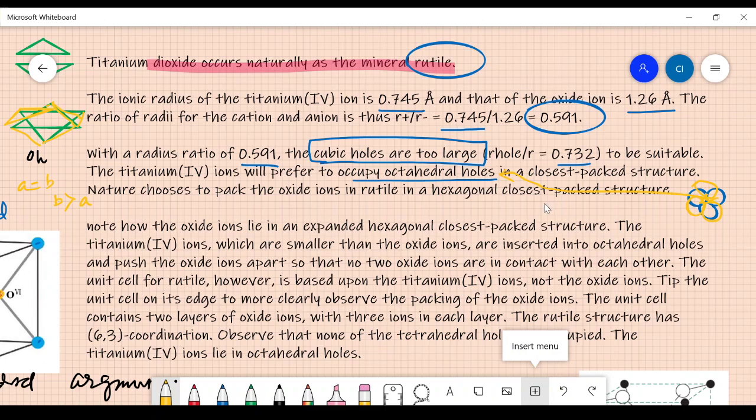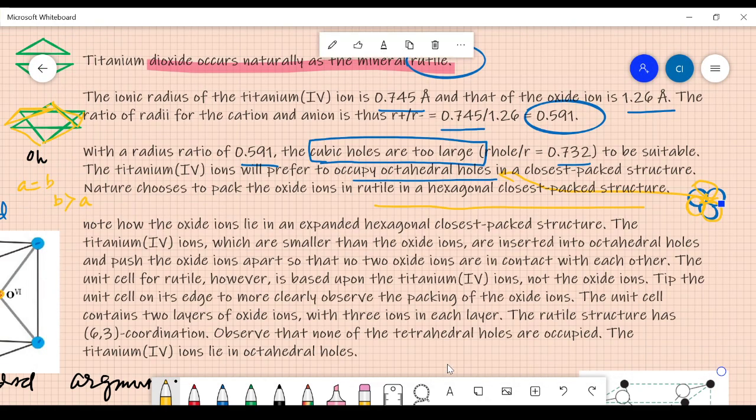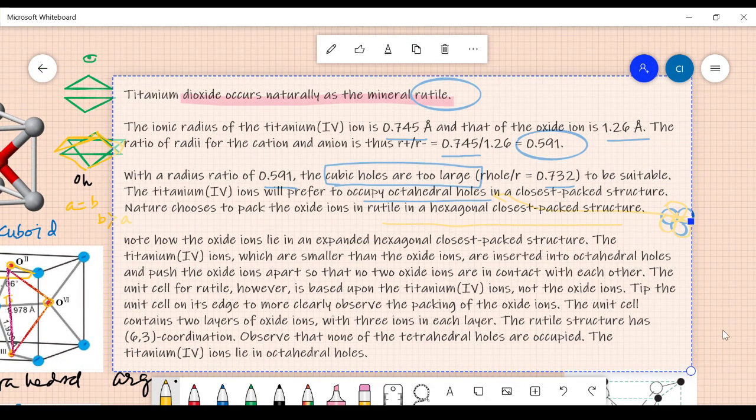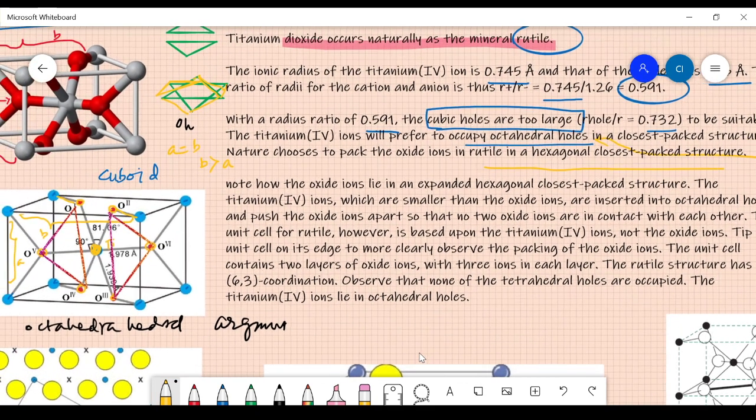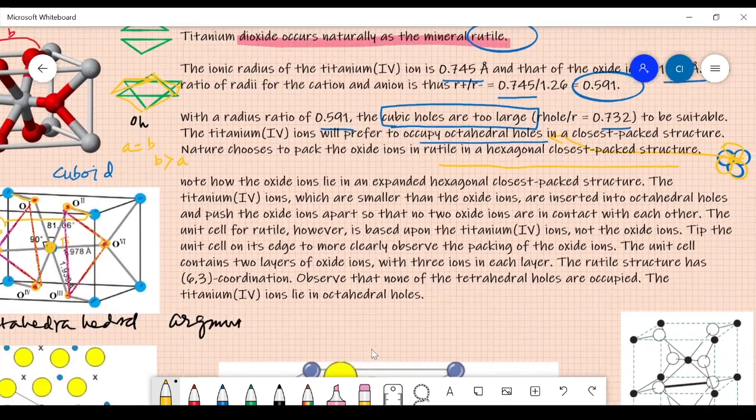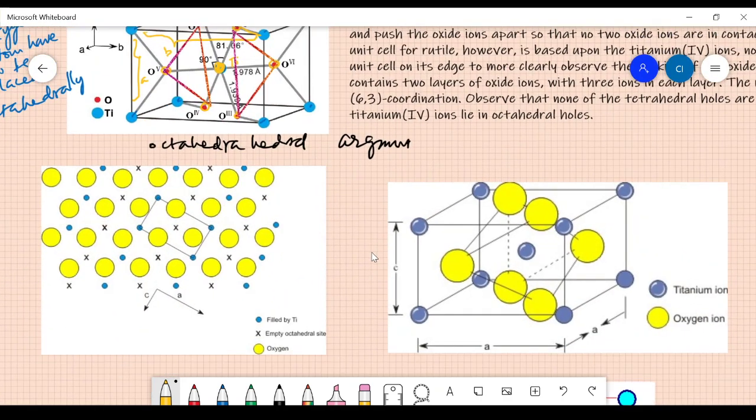And nature chooses to pack the oxide ions in rutile in an oxygen close packing structure. Note how the oxide ions lie in an expanded hexagonal close packed structure. So you have to see this one. What oxide close packed structure? HCP. So where do you get this HCP? I think you have to see this arrangement.